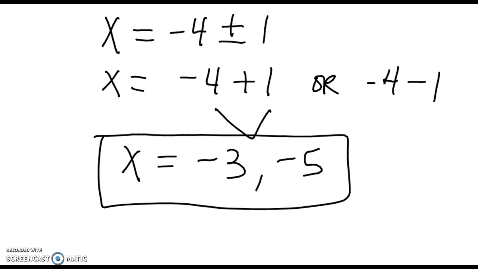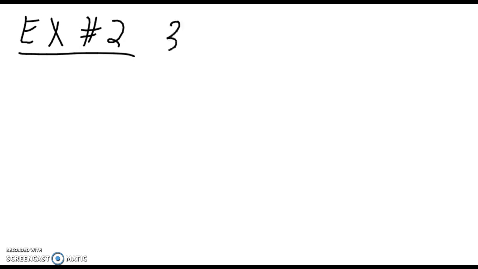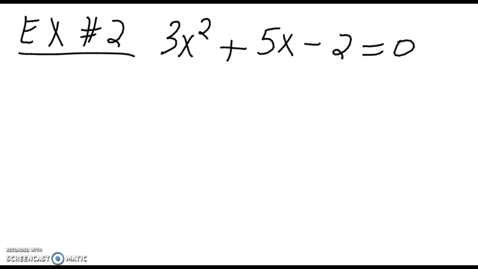Let's do another example. And this time we'll try one that has a leading coefficient that is not equal to 1. So let's look at this example. Let's solve the quadratic 3x squared plus 5x minus 2 equals 0, and we want to solve it by completing the square.